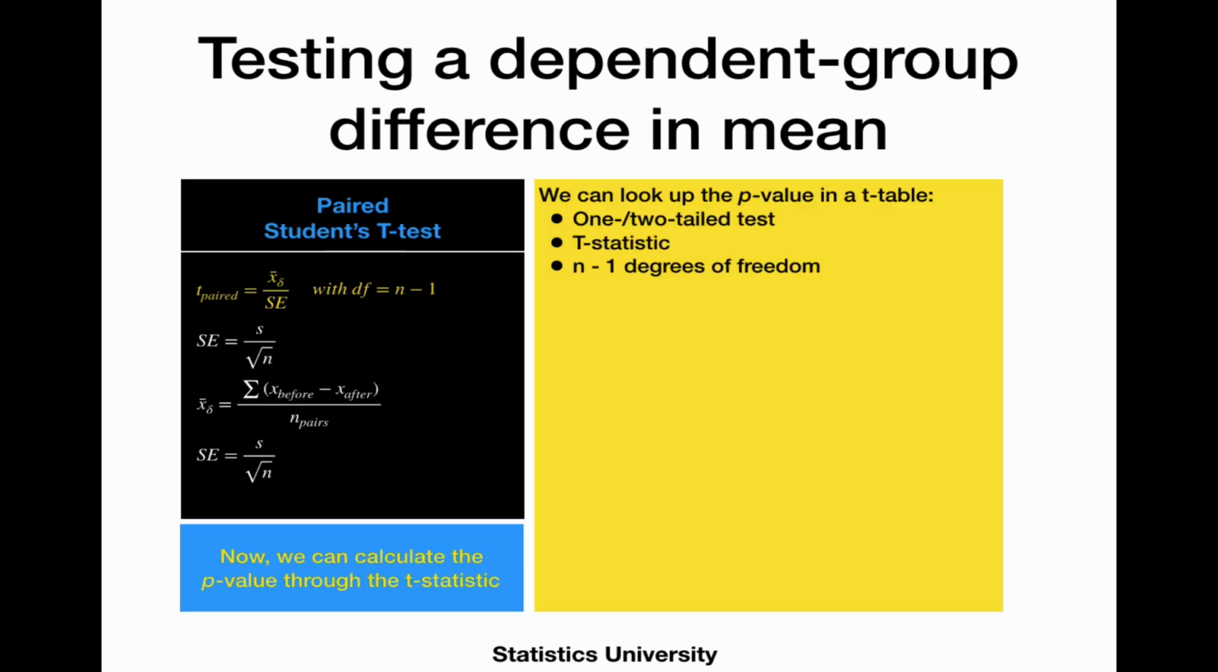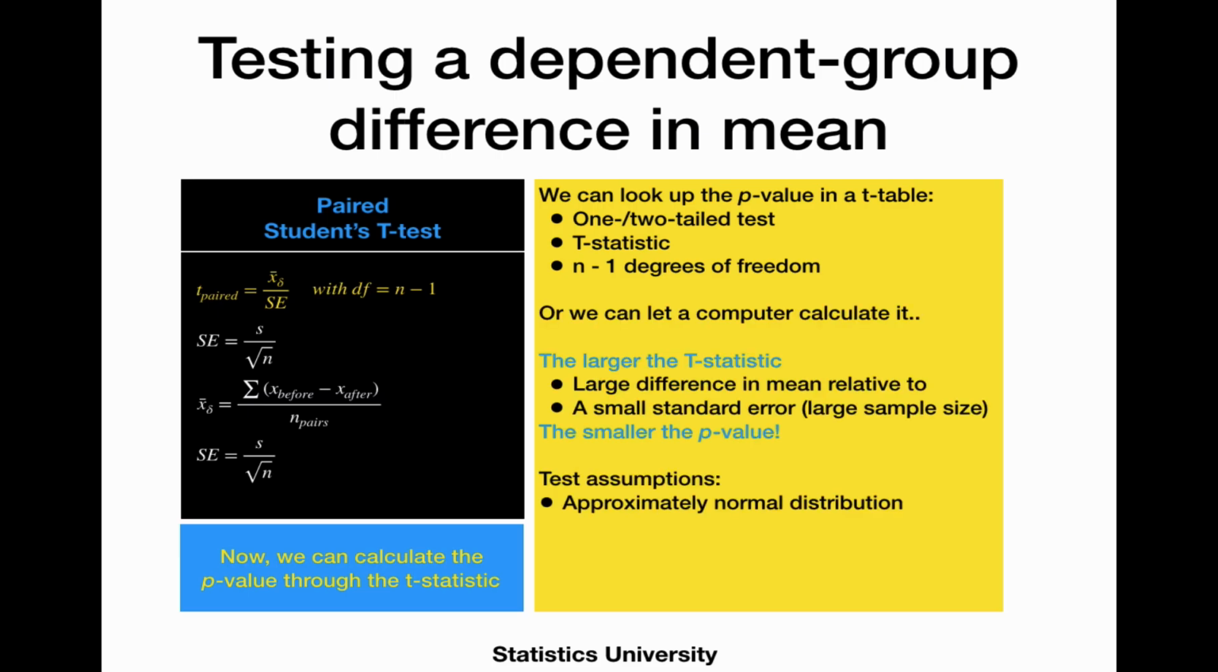And it's exactly the same as with the one sample approach, where we can look up the p-value in a t-table, and we only have normality of the data distribution as one of the test assumptions.